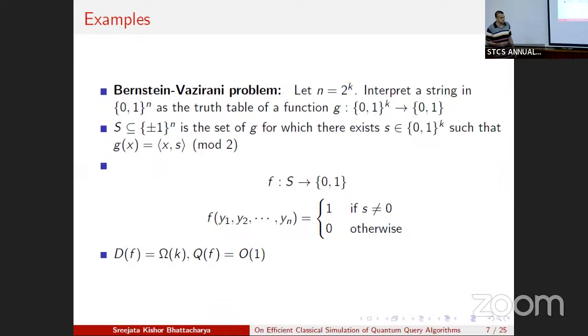But to actually retrieve each s_i, you need a different query. So the classical query complexity of this is order k. Note that the gap between Q(F) and D(F) here is unbounded. D(F) is not bounded by any single function of Q(F). So we look at the following thing: for what functions can we bound the gap between the quantum query complexity and classical query complexity?